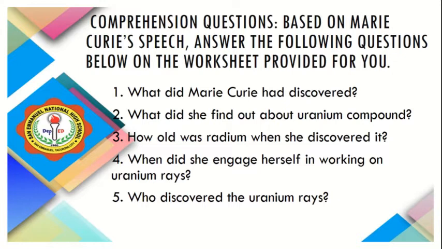First question, what did Marie Curie had discovered? Second, what did she find out about uranium compound? Third, how old was radium when she discovered it? Fourth, when did she engage herself in working on uranium rays? And fifth, who discovered the uranium rays?